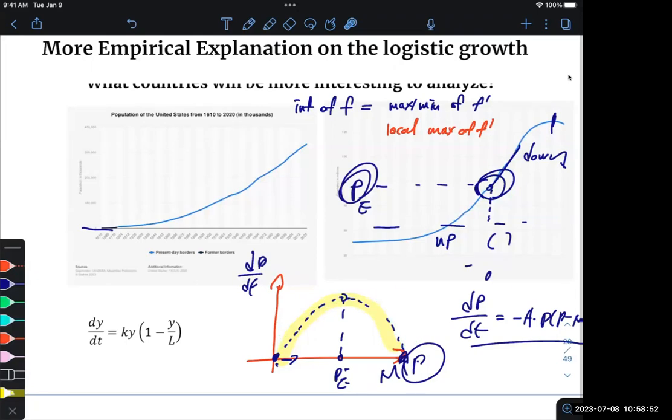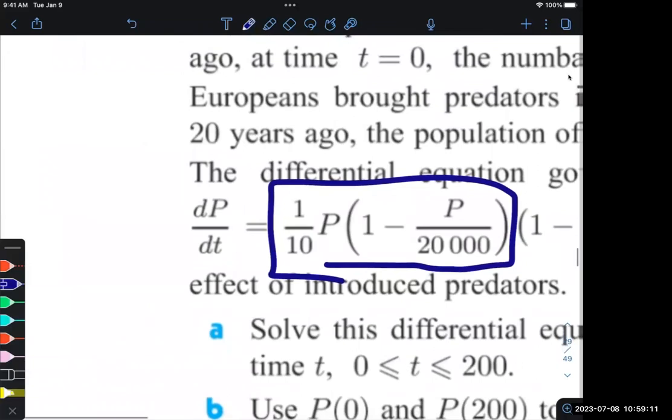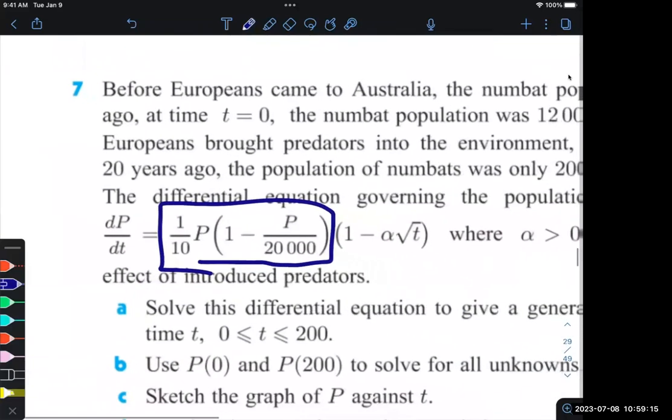Okay? Good. And yes, I cannot emphasize the importance of the textbook. It's got many, many great examples. This number 7 is also very beautiful, I think, because yes, I got a concave quadratic, right? If I was only solving that differential equation, that would have been a very typical logistic growth. But I want you to have a look at this, guys.